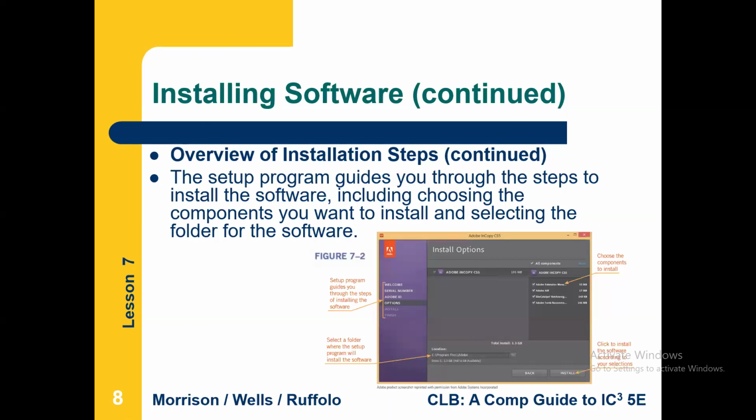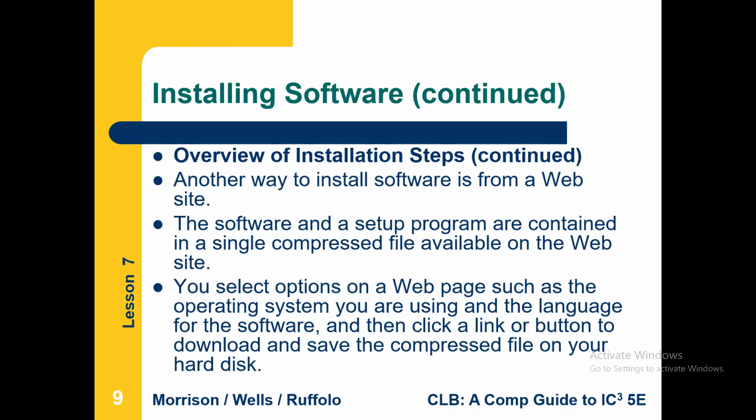So the setup program actually guides you through the steps to install it, choosing which component that you want to install, and then selecting the folder for that particular software that you are installing. By default, most of them, if you don't select a folder, will be installed on the drive C for you. But sometimes you don't want it to be installed on drive C, so you can determine where that particular software will be installed by selecting the folder for it.